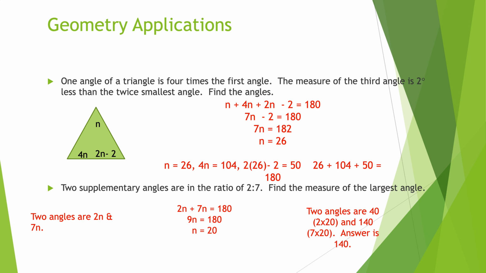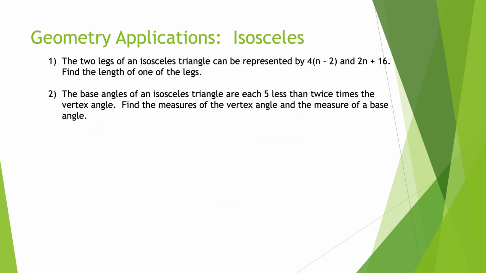Okay, now we get to something we started last time. We started talking about isosceles. Does anybody remember what isosceles means? Isosceles means two sides are equal, and also two base angles are equal. So the first problem says two legs of an isosceles triangle can be represented by 4 times n minus 2 in parentheses or a package, and 2n plus 16. Find the length of one of the legs. I think that you should draw a picture and get started. Then stop and start, and I'll show you the correct work.